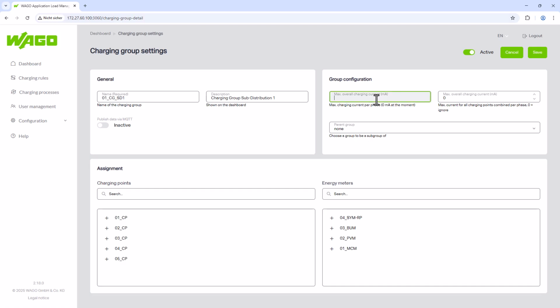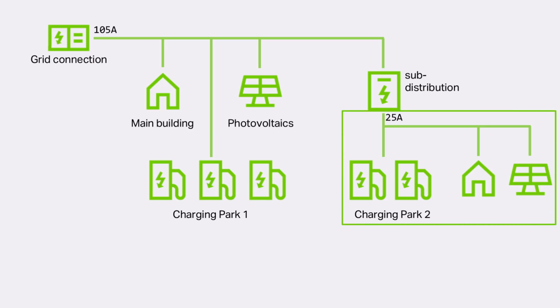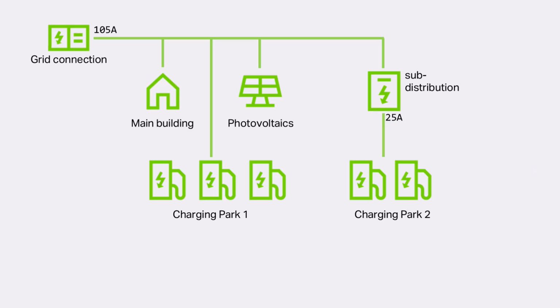You can specify a maximum total current, like 25 amps, and a separate maximum charging current. This accommodates other consumers or power producers, like a building with a PV system sharing the sub-distribution, hence metered. A charging group thus functions as both an isolated section of the park and an independent subordinate management hub. Additionally, charging groups can be nested.